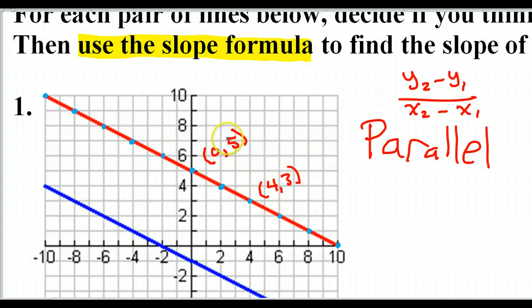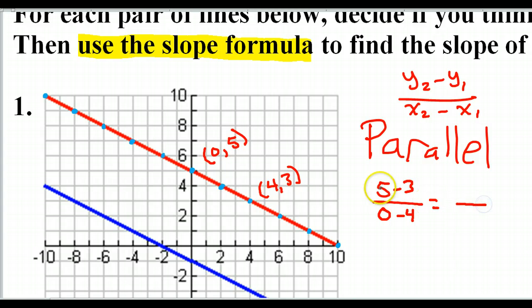It really doesn't matter which one I see as y1 and which one is x1. It's your choice. Just do it the same way both times. So I'm going to go ahead and do 5 minus 3 for my y minus y. And then I have to do 0 minus 4. I've got to do it the same way twice.